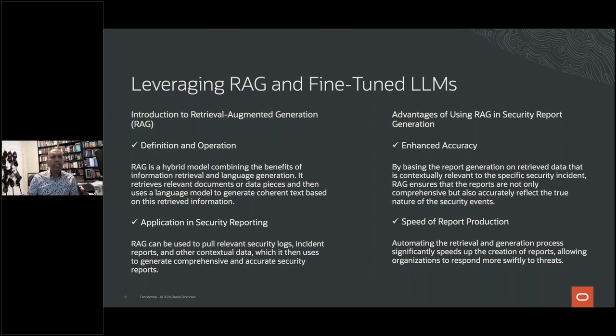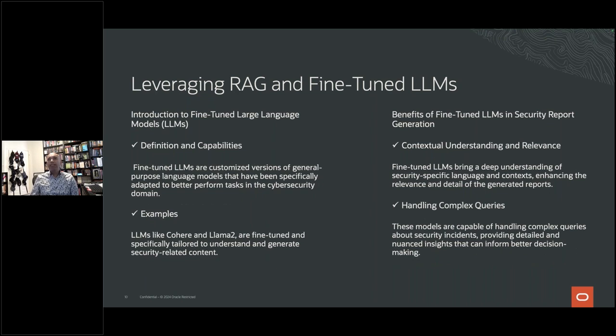And also by using a RAG, we are increasing the speed of report production. So automating the RAG process significantly speeds up the creation of reports, allowing organizations to respond more swiftly to threats. And I will also show afterwards how we are hooking it up for automated remediation. And by using a RAG, we are making sure that we are closer to the ground truth, right?